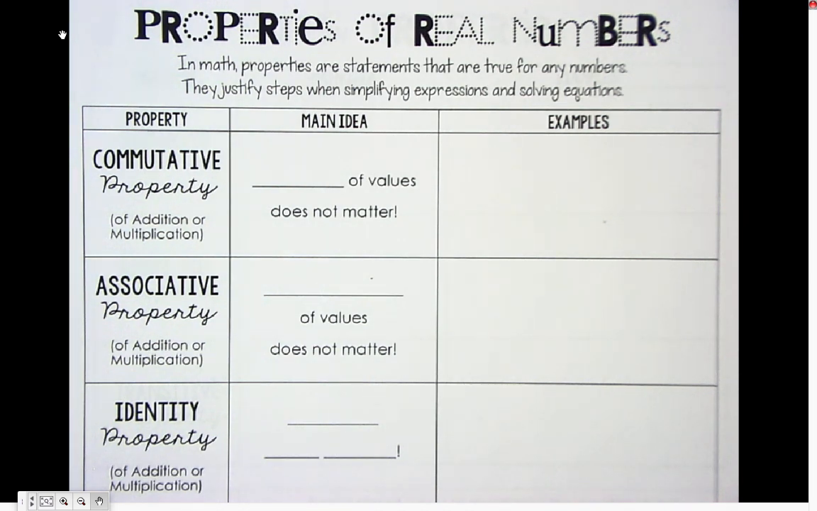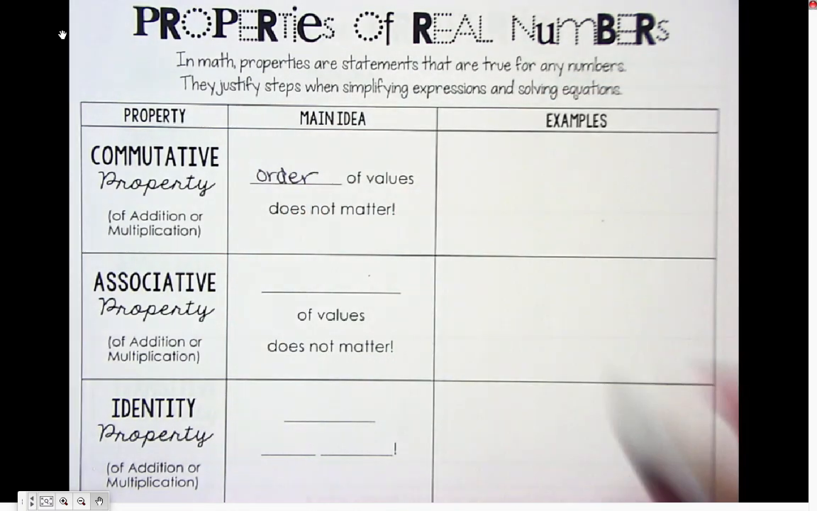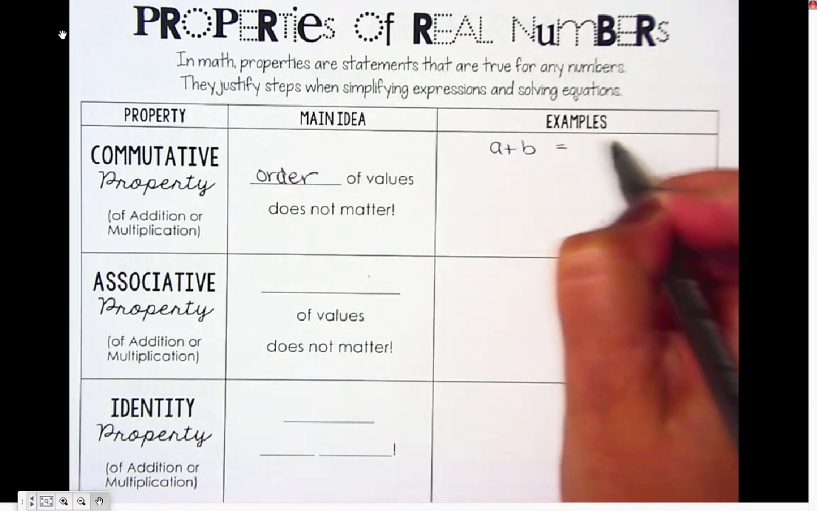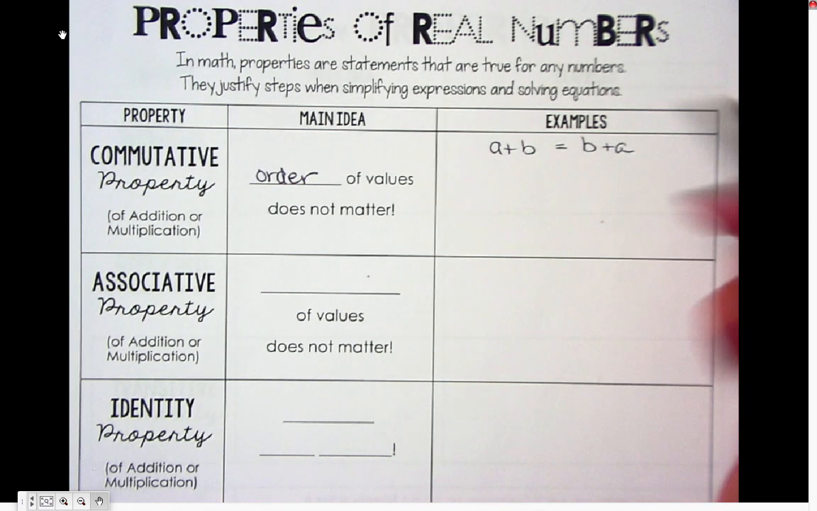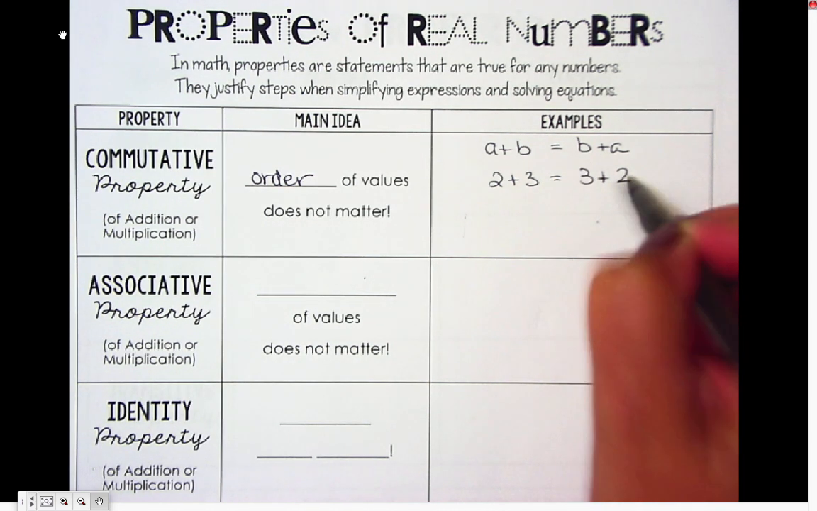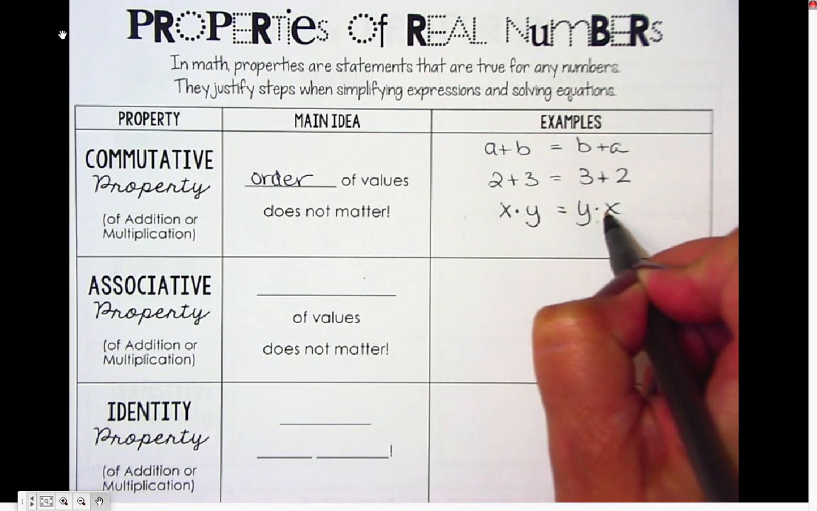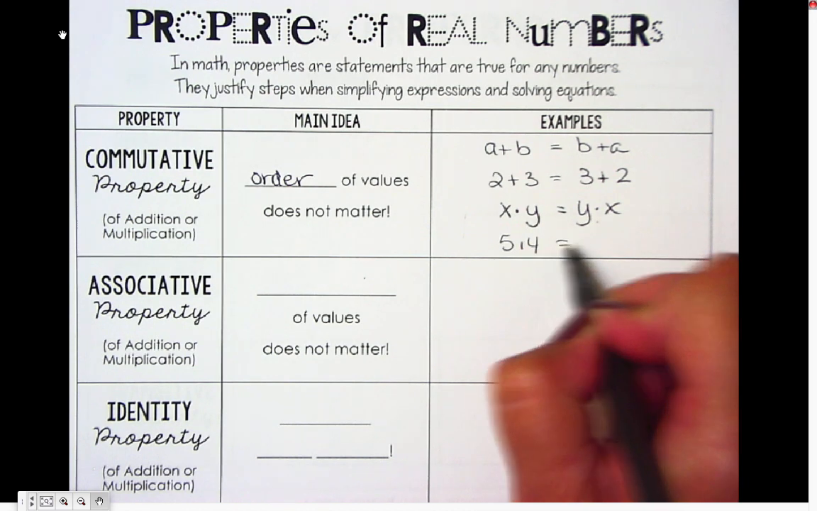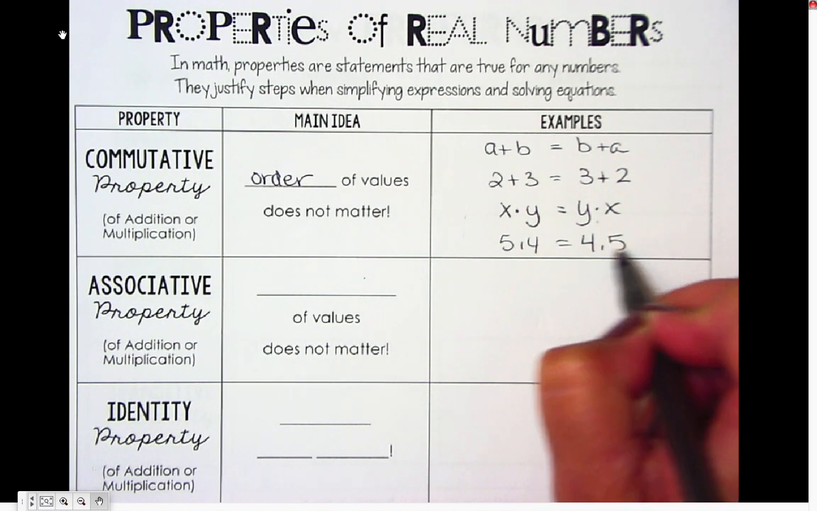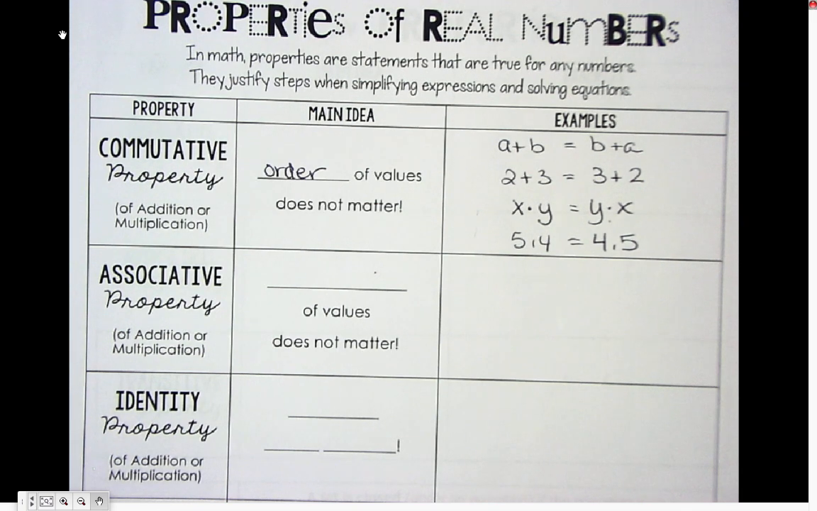The commutative property of addition or multiplication is where the order of values does not matter. So that would be something like a plus b is going to be the same as b plus a, or 2 plus 3 is going to be the same as 3 plus 2, or x times y is going to be the same as y times x, or 5 times 4 is going to be the same as 4 times 5. Commutative property works for addition and multiplication only. It does not work for subtraction, and it does not work for division.